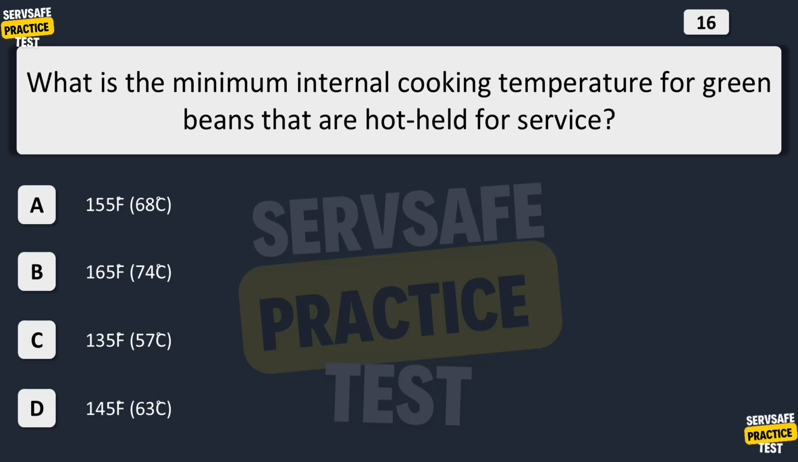What is the minimum internal cooking temperature for green beans that are hot held for service? A. 155 degrees, 68 degrees Celsius. B. 165 degrees, 74 degrees Celsius. C. 135 degrees, 57 degrees Celsius. D. 145 degrees, 63 degrees Celsius. The correct answer is C. 135 degrees, 57 degrees Celsius.